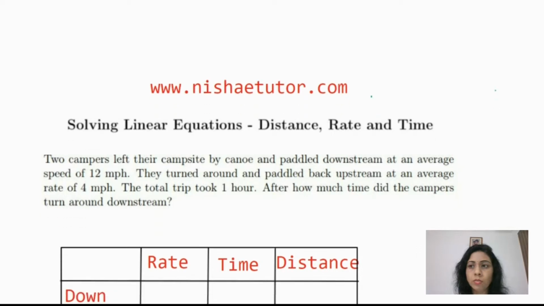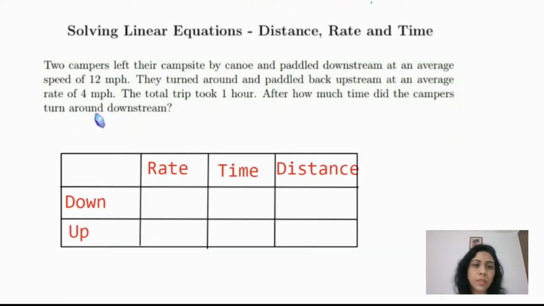So I always say read the word problems carefully two or three times at least. And this table helps you a lot. Here, like in the last questions we wrote person one, person two, but here we can write downstream and upstream. Okay, and here rate, time and distance. And do you know this formula? Rate multiplied by time equals distance. Okay, we will use this formula.